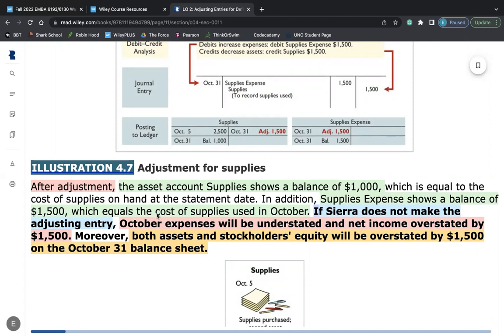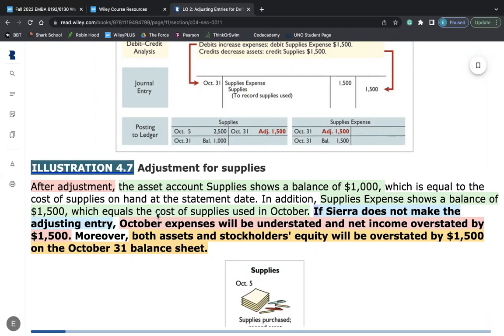So supplies expense is going to show a balance of $1,500 because that is the actual cost of supplies used. If Sierra does not make this adjusting entry, October expenses will be understated by $1,500. Moreover, both assets and stockholders' equity will be overstated by $1,500.